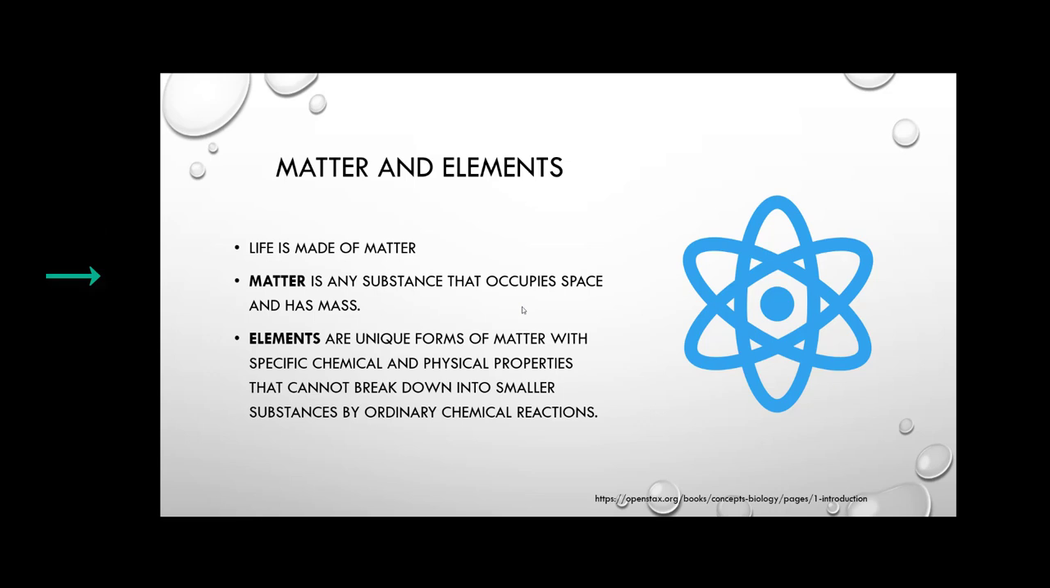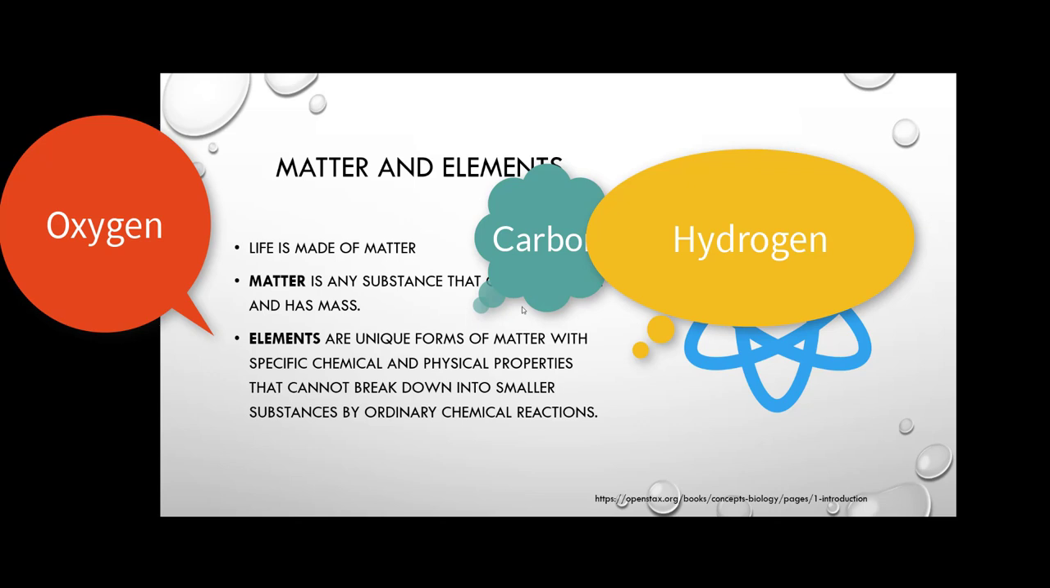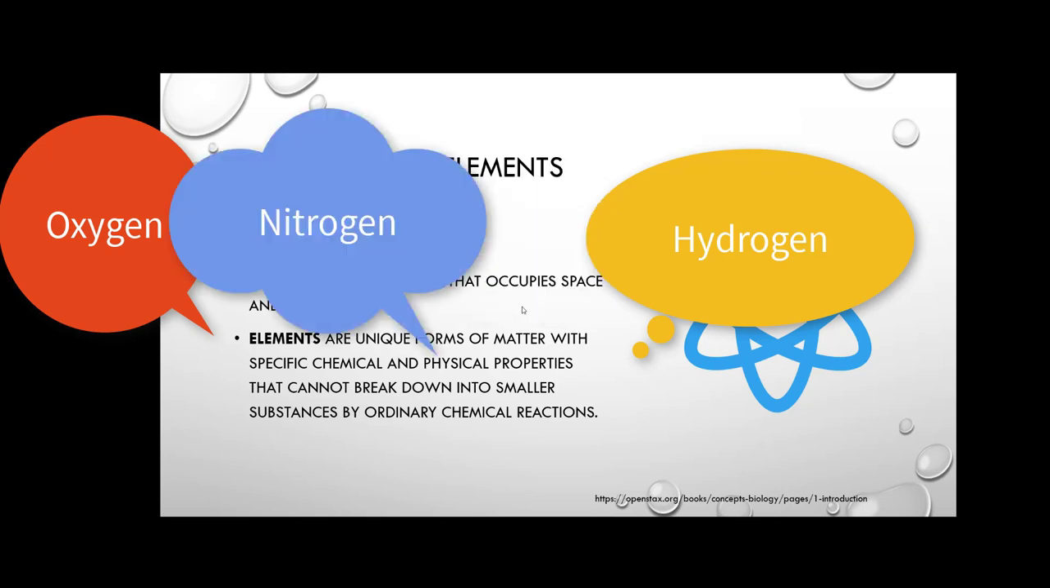We also talked about elements. Elements are unique forms of matter with specific chemical or physical properties that cannot break down into smaller substances by ordinary chemical reactions. Think of the periodic table, which has all the elements that have been discovered in nature as well as produced in the lab. Things like carbon, oxygen, hydrogen, and nitrogen are all examples of elements.